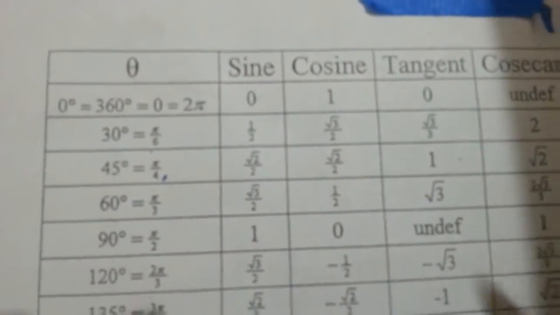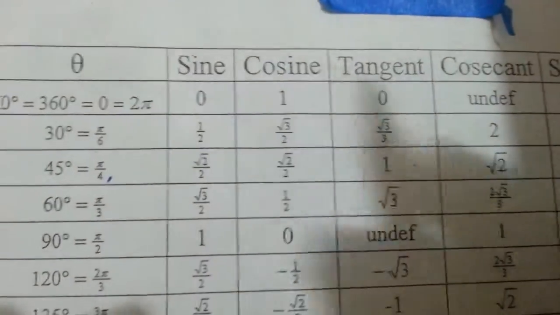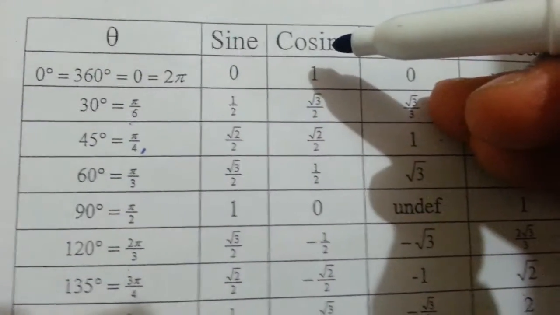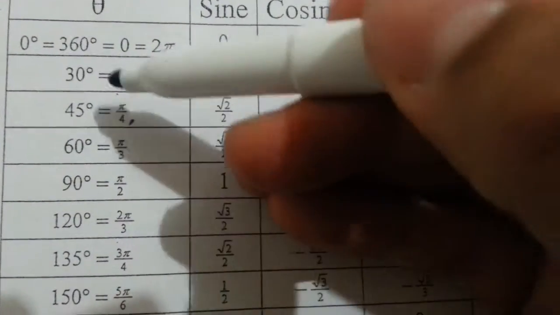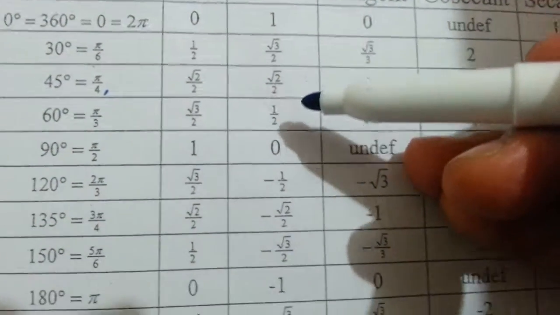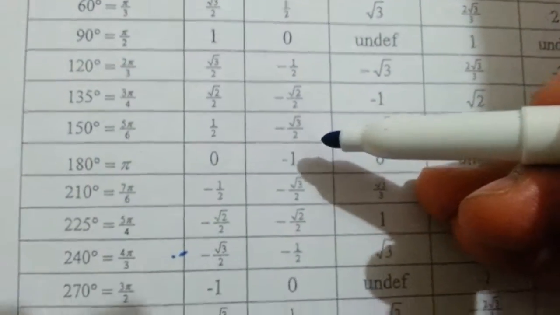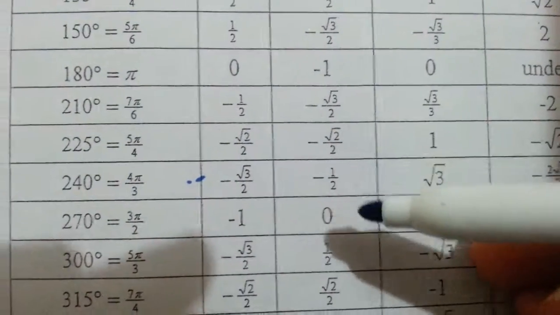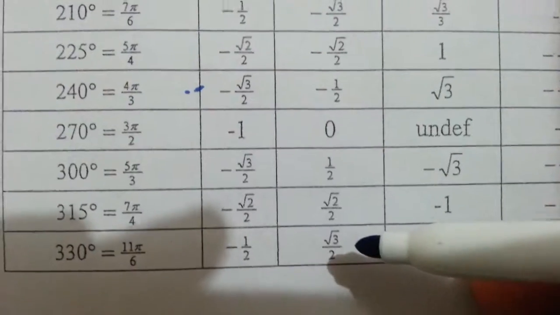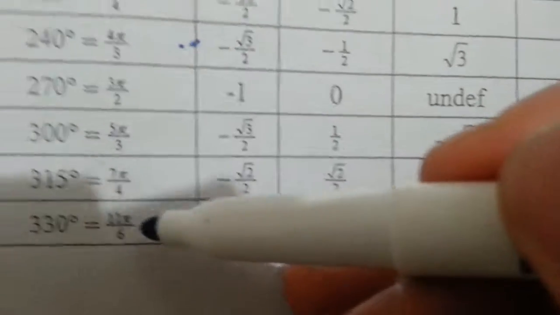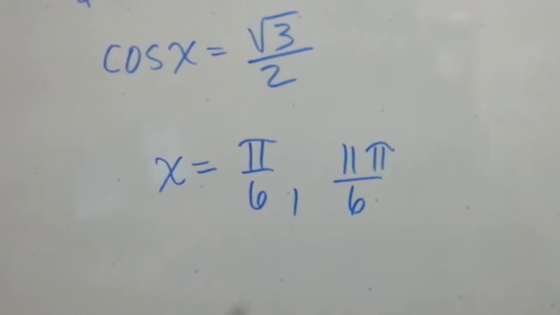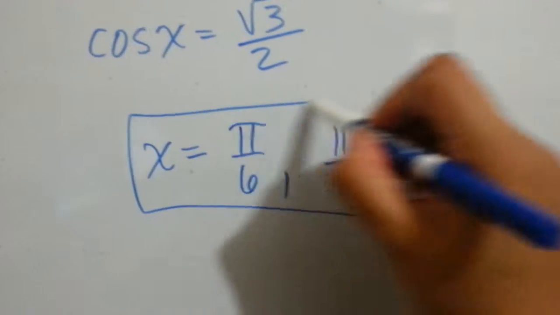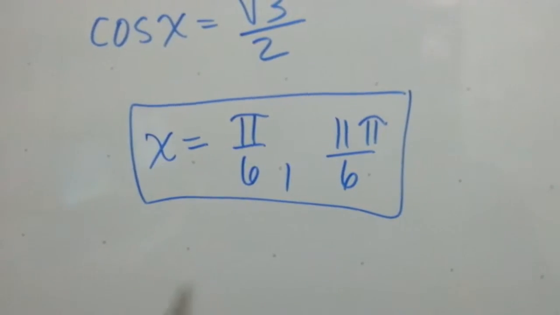Alright, here we go. Cosine. There we go. Cosine x equal to positive square root of 3 over 2. Here we go. Pi over 6. Anywhere else? Here we go. Square root of 3 over 2. 11 pi over 6. So for this problem, there's only 2 answers, and that would be them.